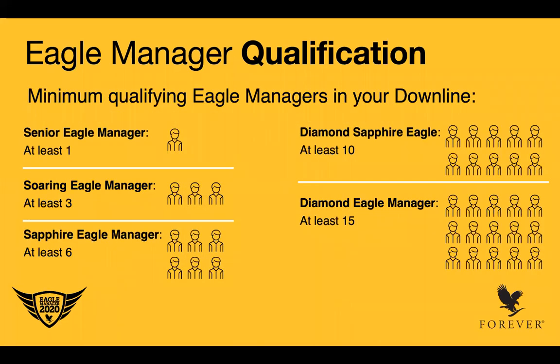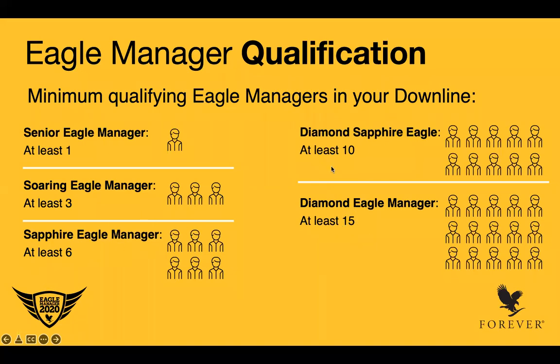Now, those are the criteria for someone who is a manager. If you're a senior manager, you need to be Ego and you need to have at least 1 person in your team who is an Ego Manager. Of course, that means more money for you. If you're a Soaring Manager, you need to be Ego Manager and you need to have 3 lines of Ego Managers. If you're Sapphire, you need to have 6 lines of Ego Managers. If you're Diamond Sapphire, you need to have 10 lines. If you're Diamond, you need to have 15 lines.